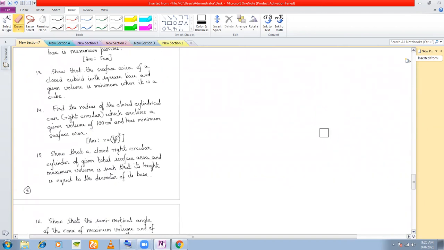Okay. Now we come to a problem where the surface area of a box is given to you. Let's read this problem. Show that the surface area of a closed cuboid with square base and given volume is minimum when it is a cube. Okay, so you have a cuboid with a square base.